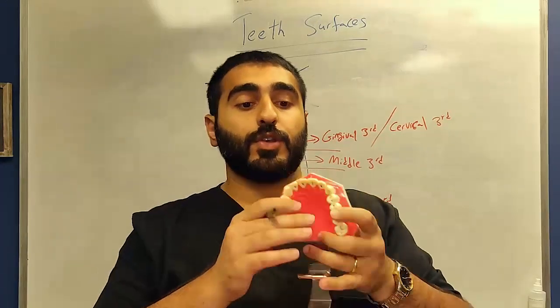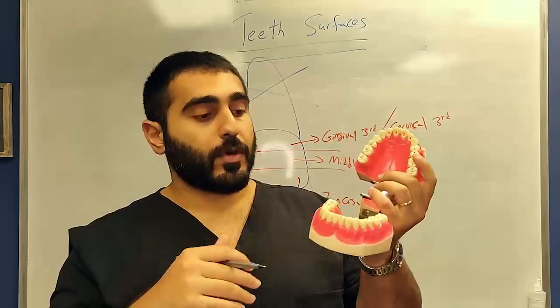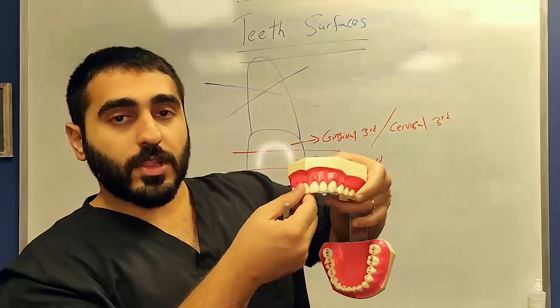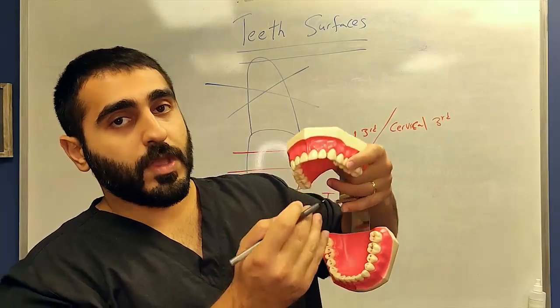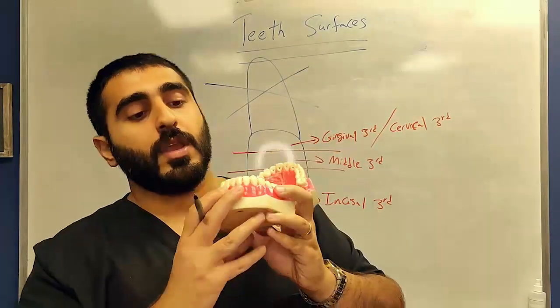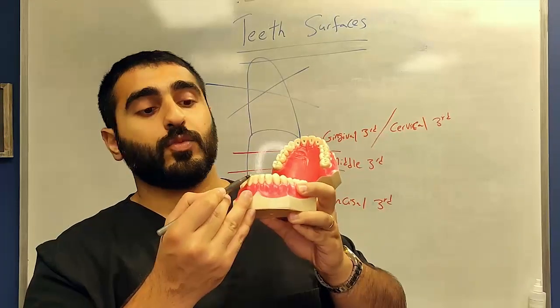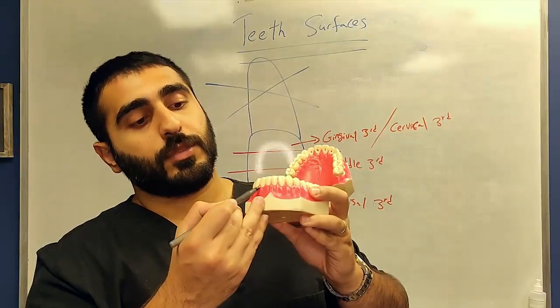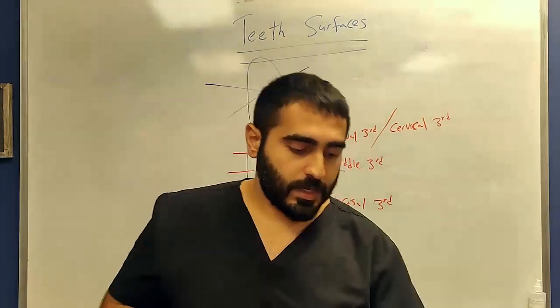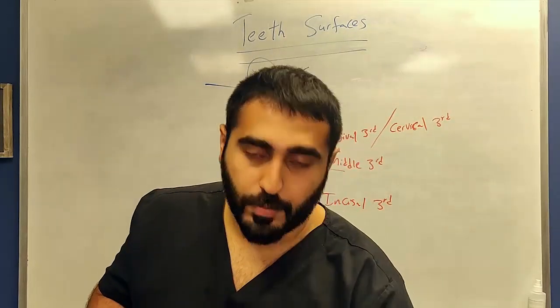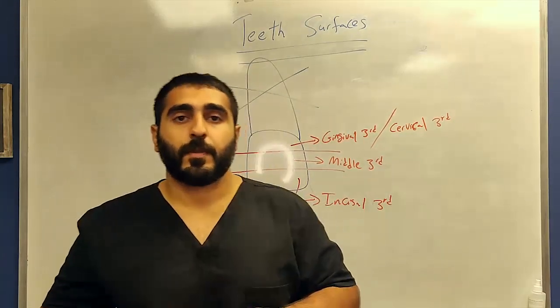Now, we never refer to them as the top third or the bottom third because on the maxillary, the gingival third would be at the top and the incisal third would be at the bottom. But on the mandibular, the incisal third would actually be on the top and the gingival third would be at the bottom. So make sure you refer to them as this and not as the upper and the lower.